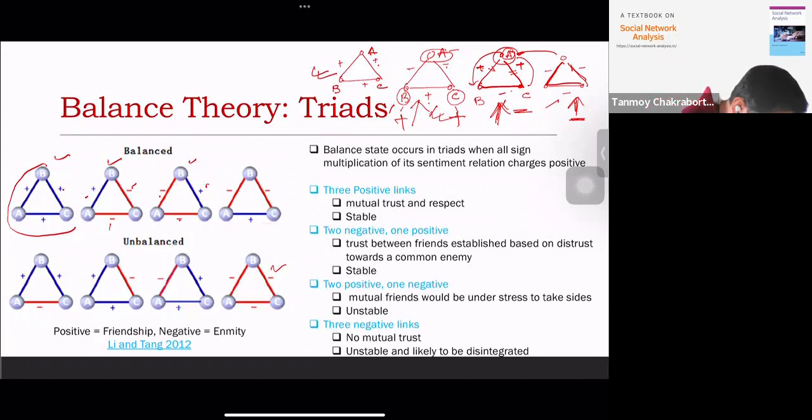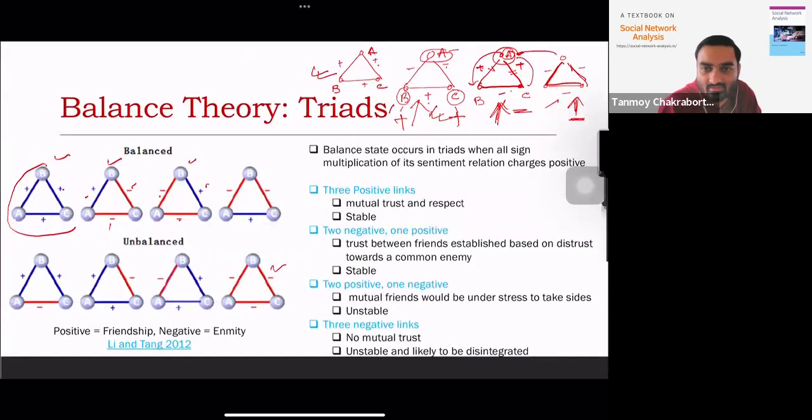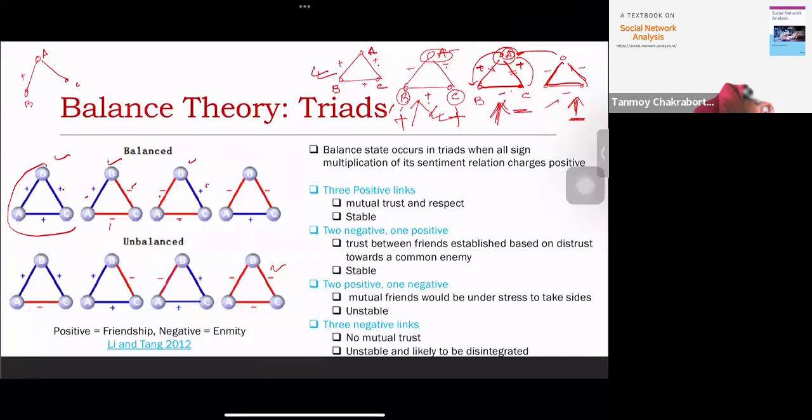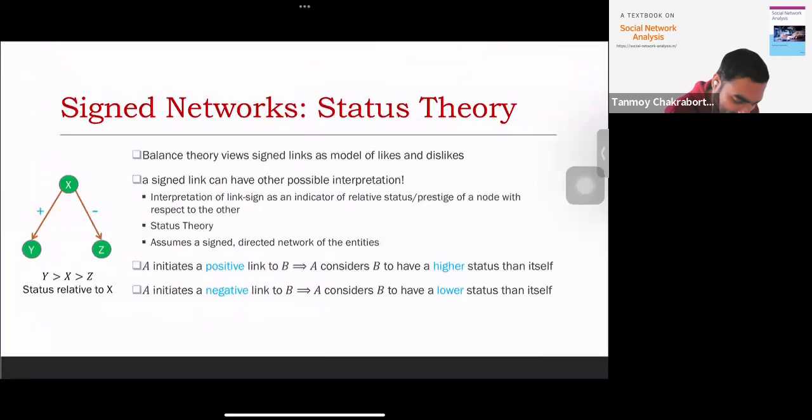Okay, so this kind of information is very important. The reason is that whenever you see a structure like this, A, B, and C, and this is plus and this is plus, it is highly likely, according to balance theory, that another plus edge will be created later. So if you know balance theory well, you would be able to predict the future link, as well as the sign of the future link. Okay. So now this is about balance theory.